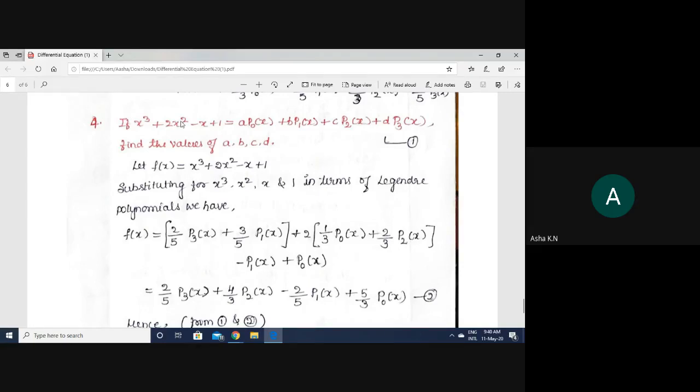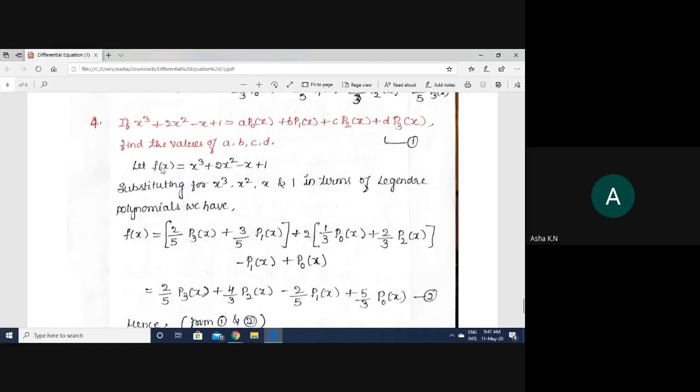So it will be some constant a into P0 of x, maybe sometimes it is 0, that's fine, plus some constant b into P1 of x plus some constant c into P2 of x plus d into P3 of x. Obviously, P4, P5 and so on will not be there here. So find the values of a, b, c, d. What do we have to do? We have to do it exactly like the previous problem.